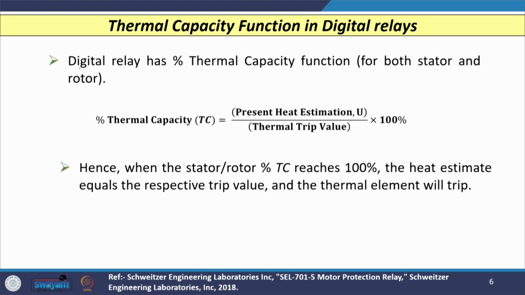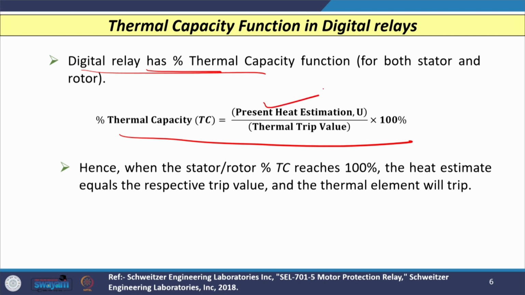So, in the digital relay, let us see what the thermal capacity function or digital thermal function is, how it works, and what the features of this function are. So, let us see this. In the digital relay, it gives the percentage thermal capacity function for both stator and rotor, and it is given by an equation: the percentage thermal capacity of the motor, for stator as well as rotor, is given by the ratio of present heat estimation, because normally when you use a digital relay, each manufacturer gives its own logic for heat estimation.